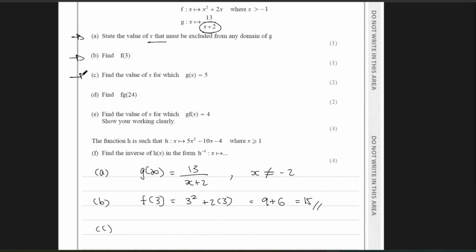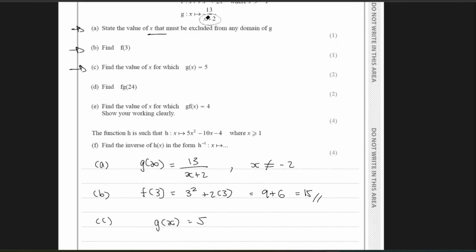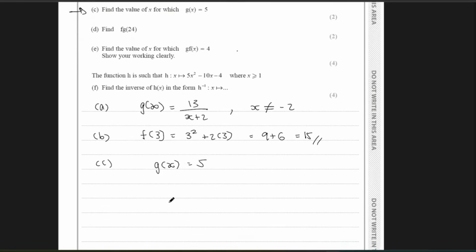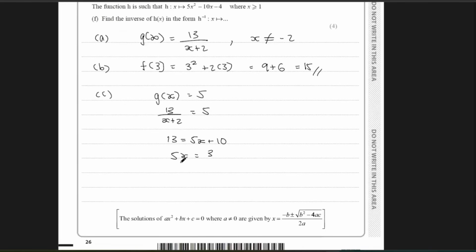C, find the value of x for which g of x is equal to 5. So we'll say g of x is equal to 5, and then we'll substitute the function g of x. We'll say 13 over x plus 2 is equal to 5, and then we'll move x plus 2 to the other side. 13 is equal to 5x plus 10. Then 5x is equal to, we'll move 10 to the other side, becomes 13 minus 10, 3. And then finally, x is equal to 3 over 5.